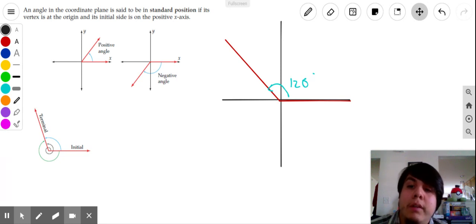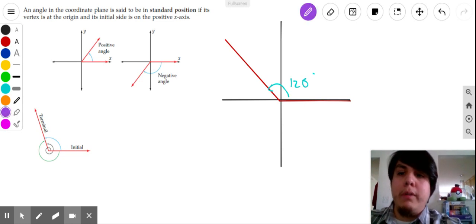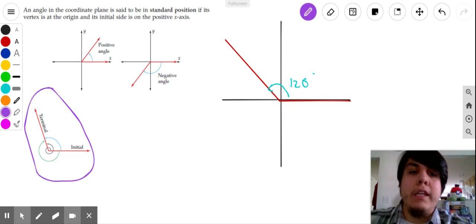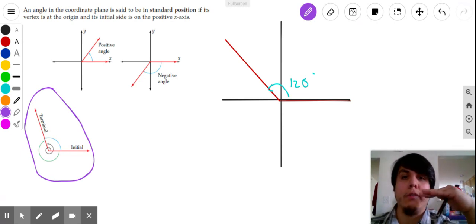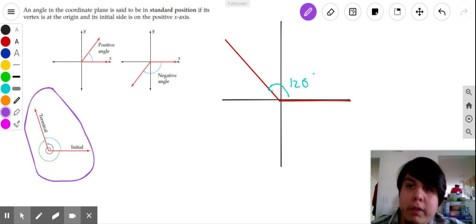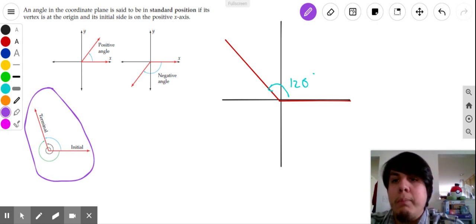All right. So if you notice down here, we have a little visual for us to work with. We have this one right here. So the initial side is where this angle starts from. We're always going to start from the positive x-axis, and then from there, we're just going to rotate from the origin. So in this instance, we're rotating in a positive direction. This would be a positive angle. That means that we're rotating counterclockwise.